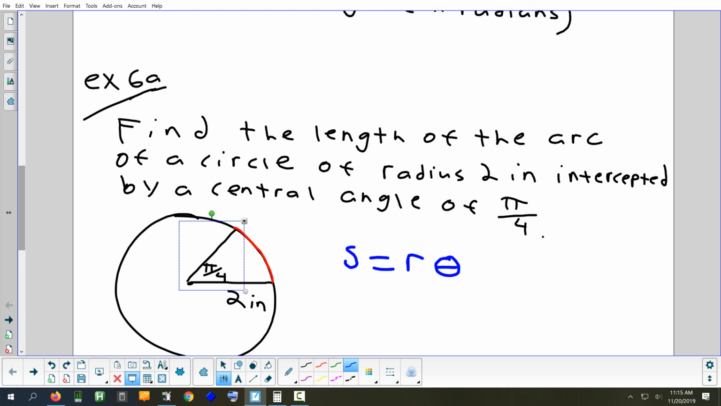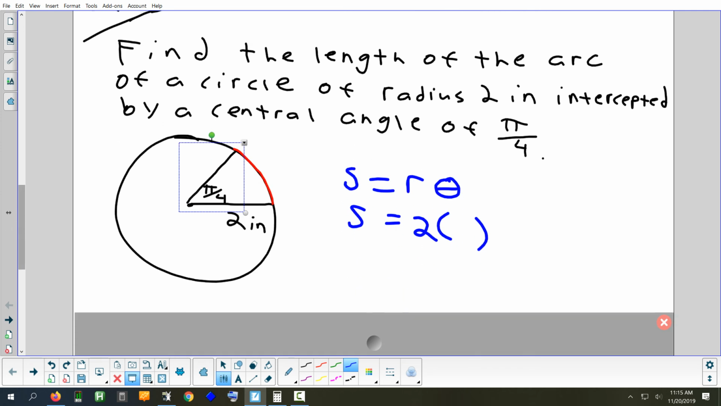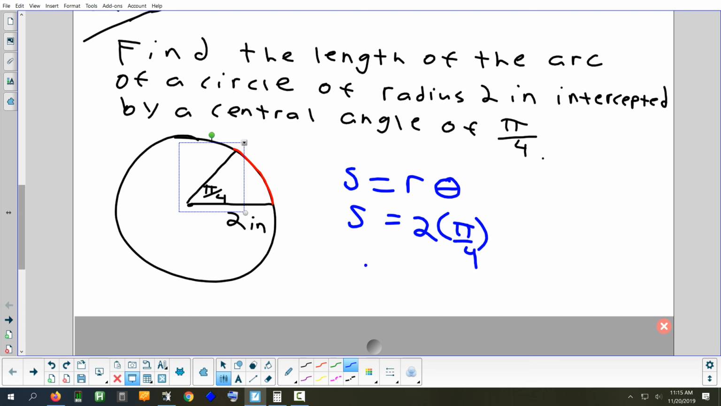Okay, so read what it's asking. Find the arc length. So we don't know that. Radius, 2. You can either look in the picture or just read it. I'm not worried about putting inches on it. I'm going to worry about the unit at the end of the problem. What's my angle? Pi over 4. When you do this formula, does it always have to be in radians, or can you do it in degrees and it still be fine? No, it's got to be radians.